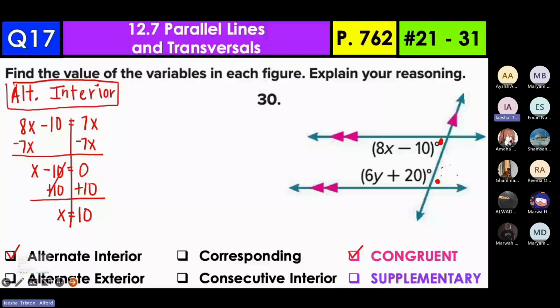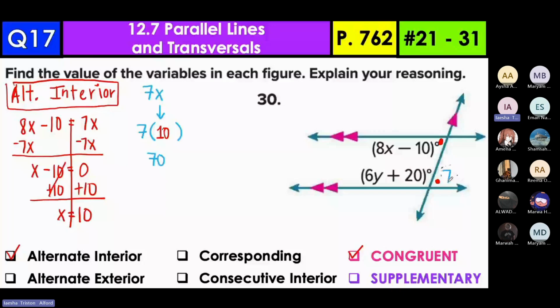So now we want the measure of that angle. 7x. Do not write x. 7, parentheses. What number should be inside? 10. 7 multiplied by 10. 70. So the number that should be here is 70.